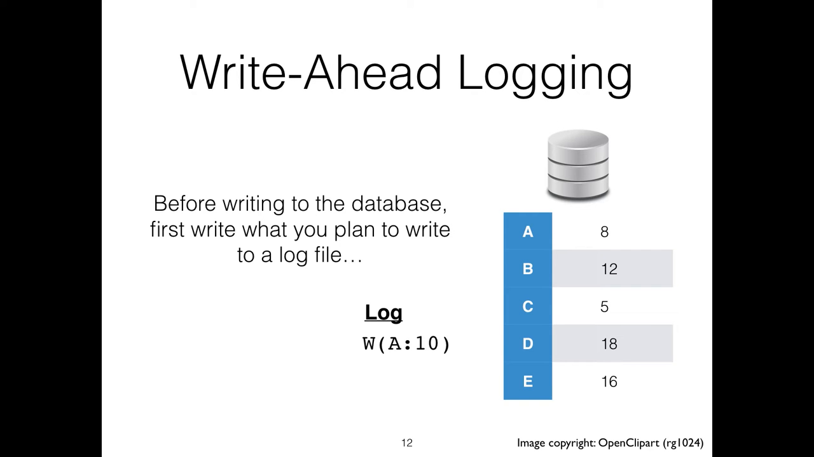So the trick we're going to use, quite simply, is something called write-ahead logging. And the idea is that anytime you're going to do something on disk, you do it twice. You first write a record of what you're about to do, and then you actually do it. And this record serves as a kind of set of notes that you can cheat off of if a crash occurs during the process.